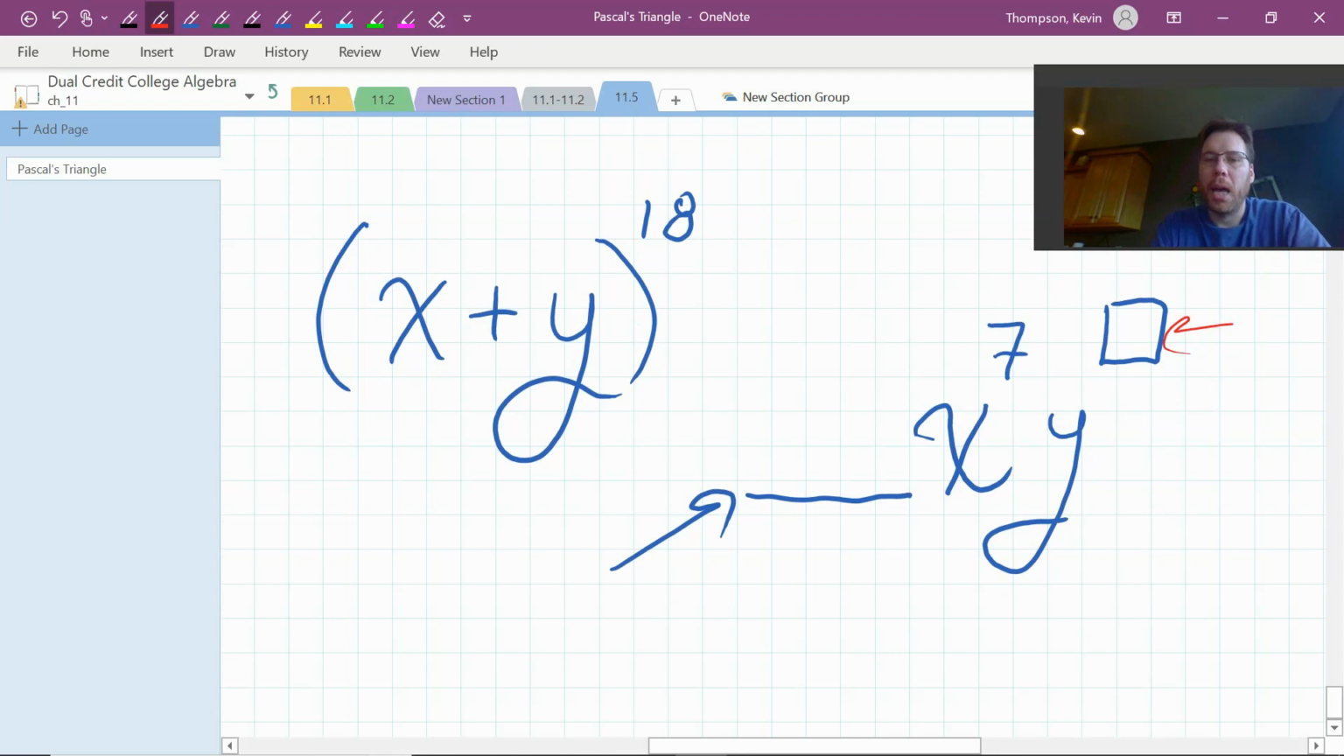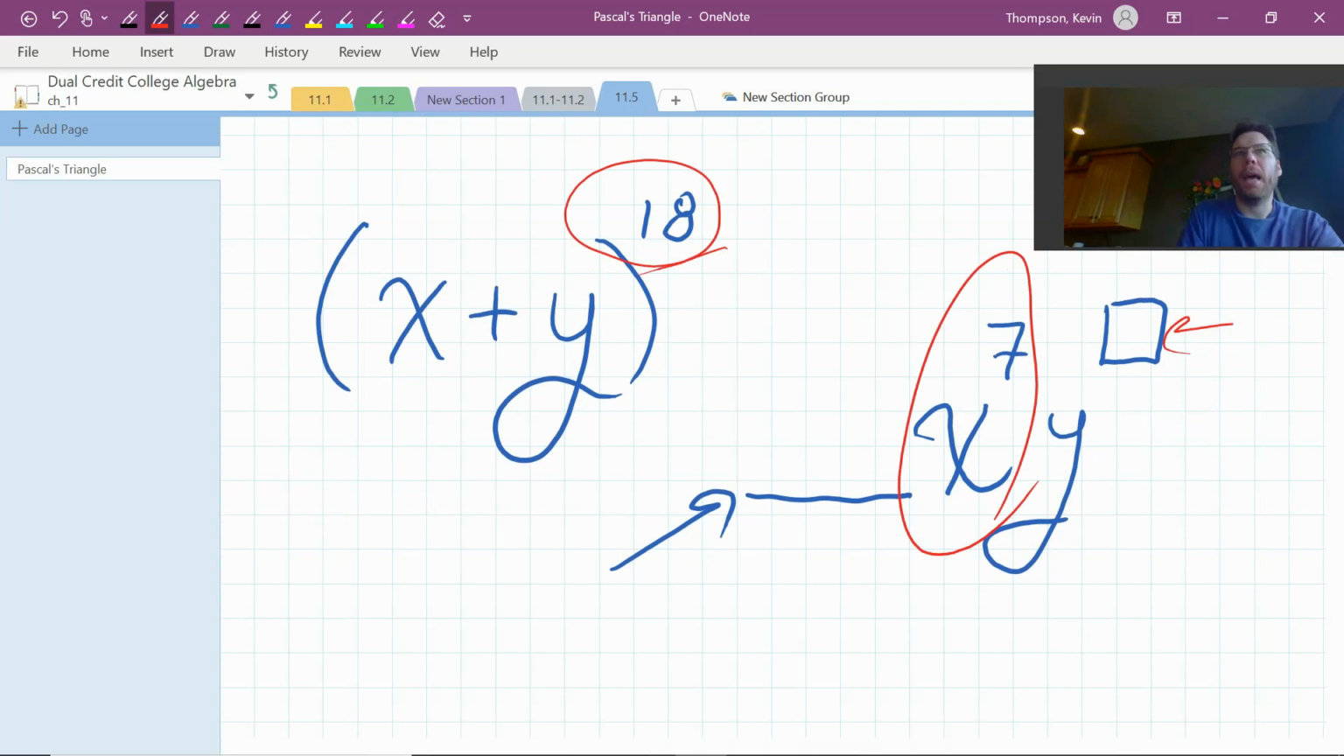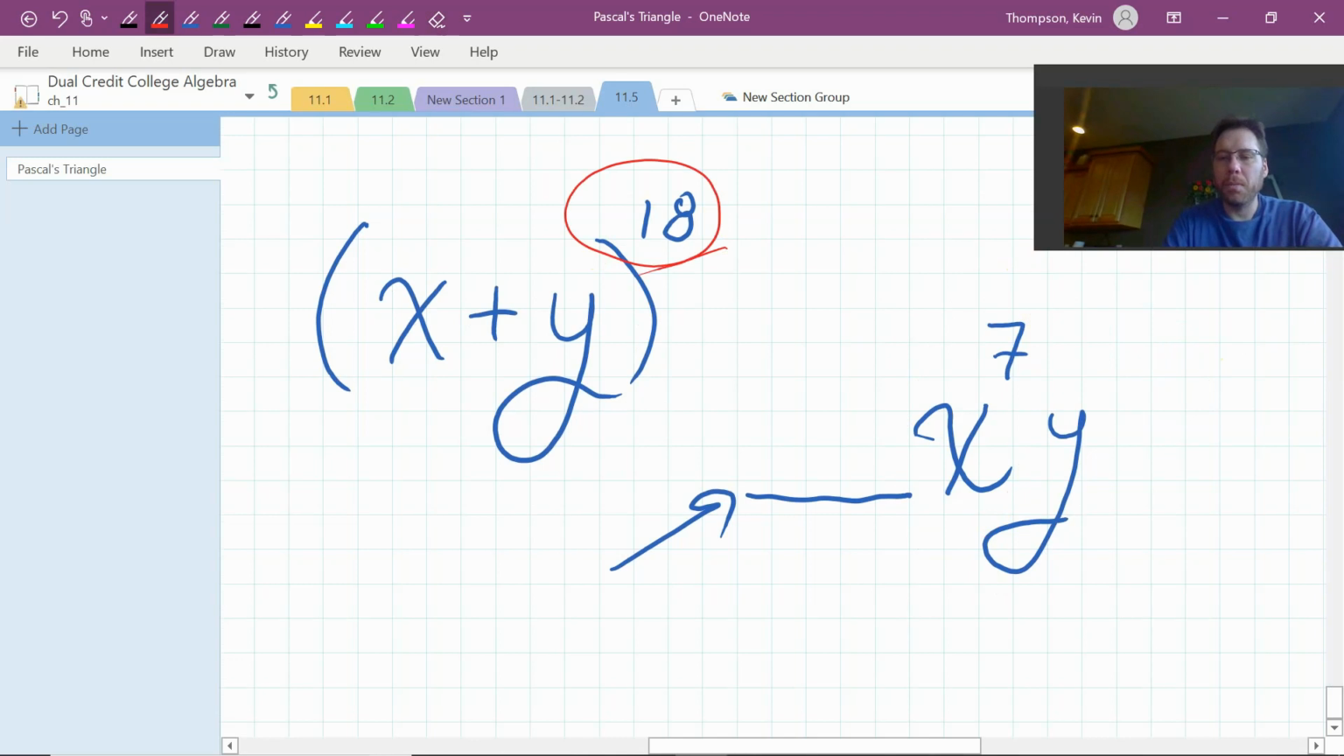Okay, so first thing is, what is the exponent of y? Well, again, I would be writing out x plus y, x plus y, x plus y, 18 times. Out of those 18, I'm going to choose 7 of them to give me an x. Well, if it doesn't give me an x, it must give me a y. So the exponent here of y should be 18 minus 7, so 11. Again, those will always add. And then this coefficient should be 18 choose 7.